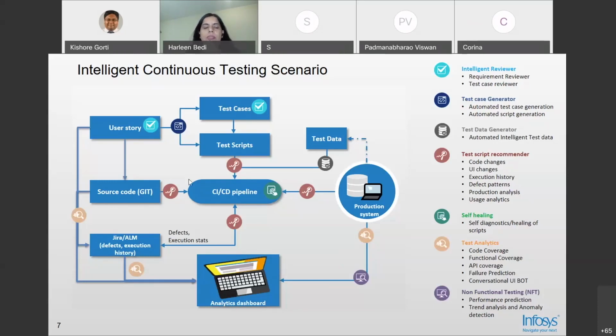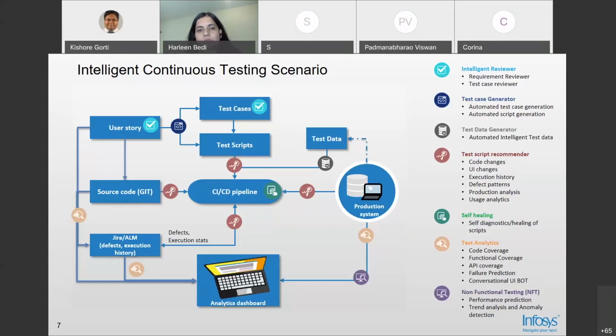Now after that, let's assume that code is being checked in by the developer, and obviously now you need to add the test scripts which need to be executed for the corresponding code. So there is an automated test script recommender which comes into play, and it looks into multiple dimensions. So this is the legend for it. It looks into your code changes, which are the classes, which is the new code that has been checked in, and then traces the corresponding scripts which it should add into the CI/CD pipeline.